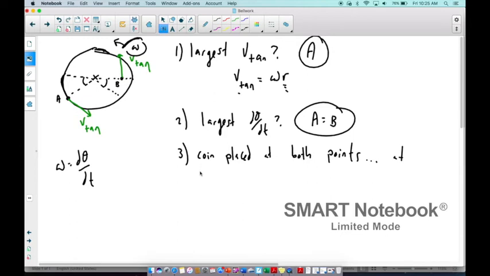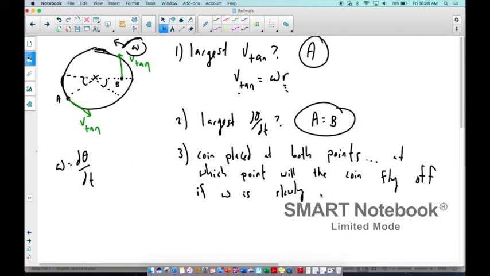At which point, I think we've done this question like several times in this class already, but it's a really good one for you to make sure you know how to do. At which point will it fly off if omega is slowly increased? So if I put a coin right here at point A and a coin right here at point B, those coins will be moving on the disk in a circle.